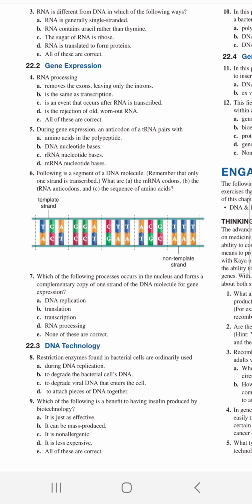Now, the tRNA anticodons. So, for example, this one is CCU. The tRNA does not have thymine, so it's going to be GGA.